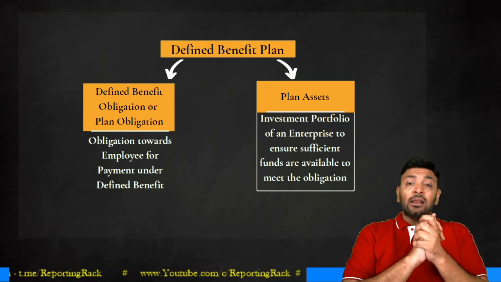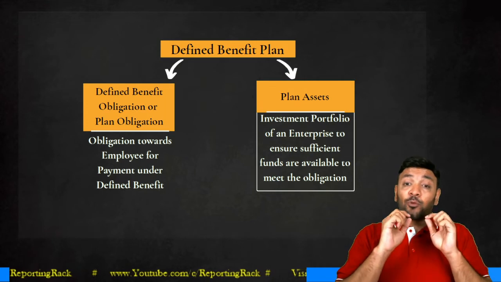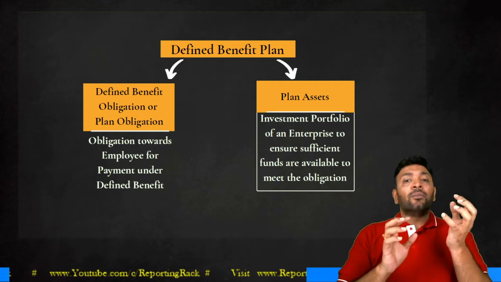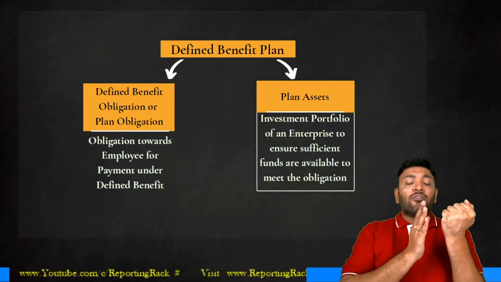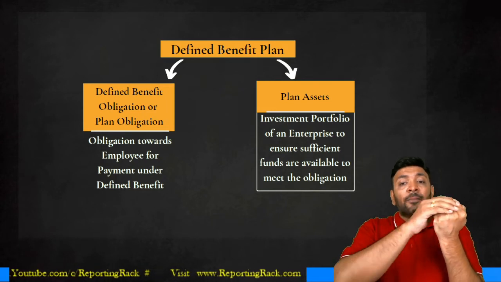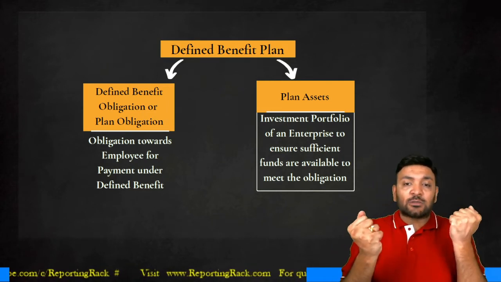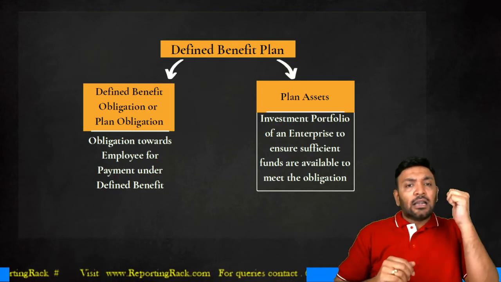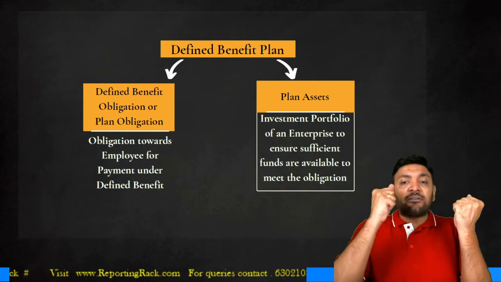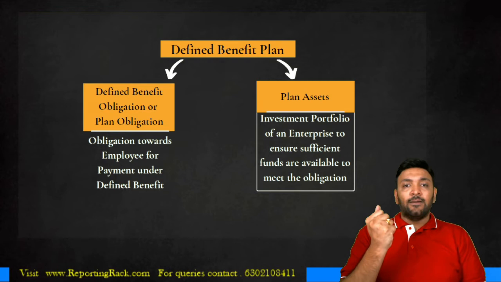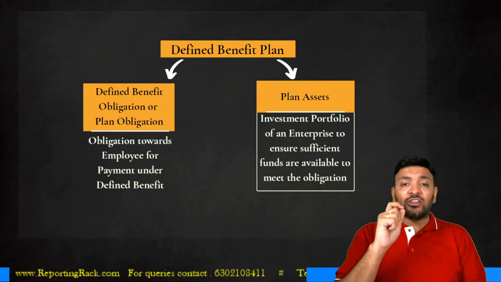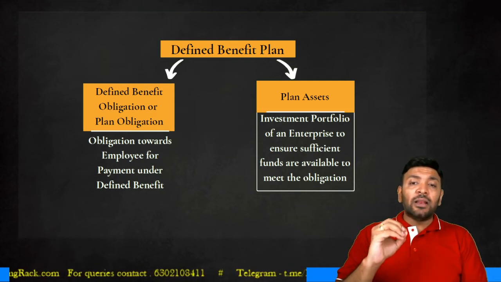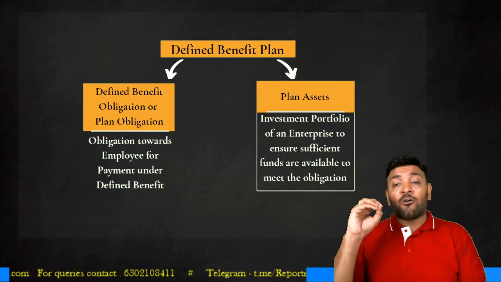But this obligation is not paid at the end of each year, but it is provided at the end of each year. That means you are only creating a provision. Just like a sinking fund, these funds which are set aside for the purpose of meeting the employer's obligation in future, I will park into a separate investment. Sinking fund reserve, sinking fund investment. Same way, for the defined benefit obligation, I will invest somewhere into something called plan assets. A plan asset is an investment portfolio of the enterprise to ensure sufficient funds are made available to meet the obligation of paying employment benefits when they fall due.